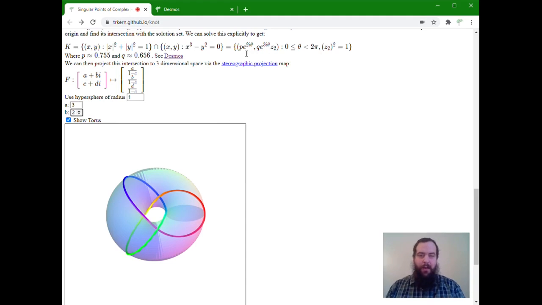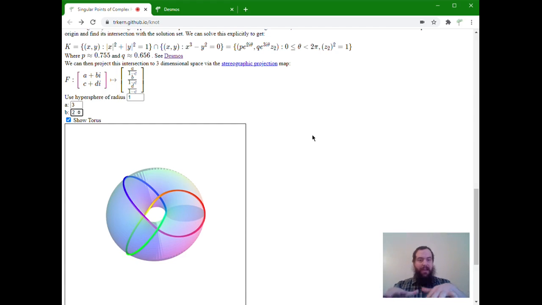It's going to be some constant times e to the b i theta, and some constant times e to the a i theta times the appropriate root of unity. So we get these really cool knots and these really cool links. And one of the questions that you might ask is, well, what kinds of knots and links can we get out of this process?